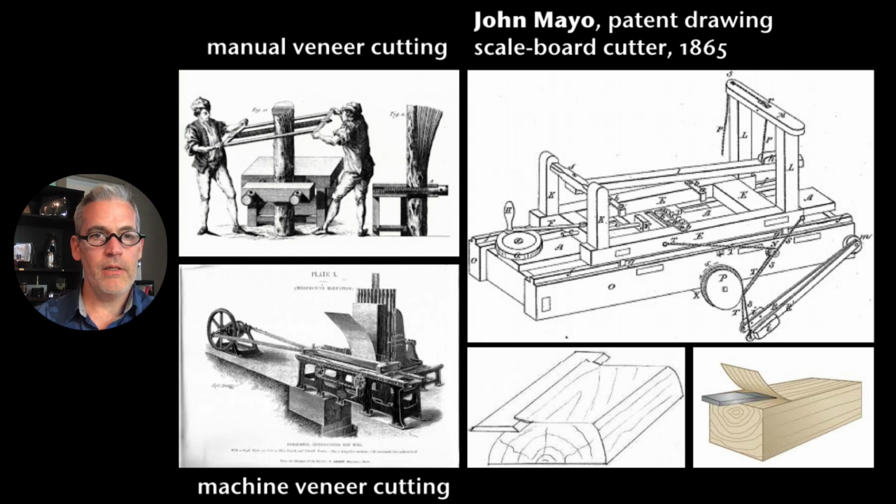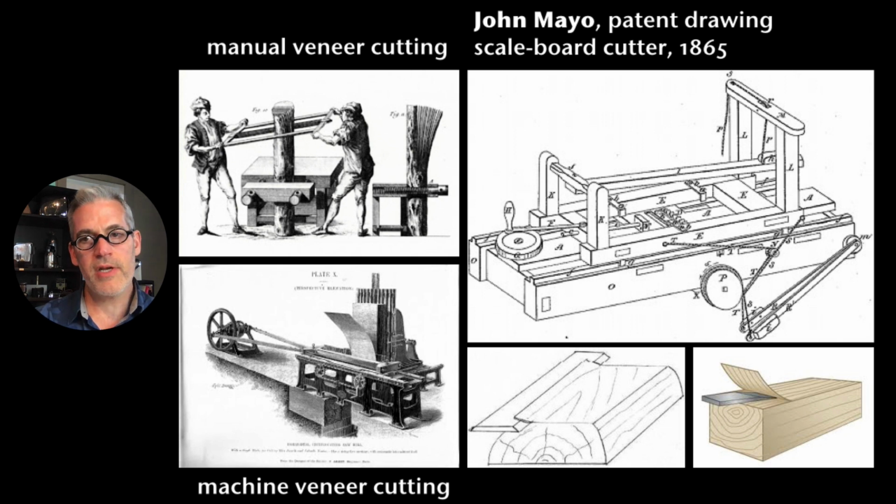And it was made, as you can see in the picture on the upper left, by taking a log in a vise and then taking a saw back and forth over and over to slice it into many, many thin sheets of wood. That got scaled up during the Industrial Revolution. Add a power source to that and you get wider logs, thinner veneer, more even surfaces. But it's still wood being applied to thicker solid wood as an artificial surface. John Mayo filed a patent in 1865 for something he called a scale board cutter.